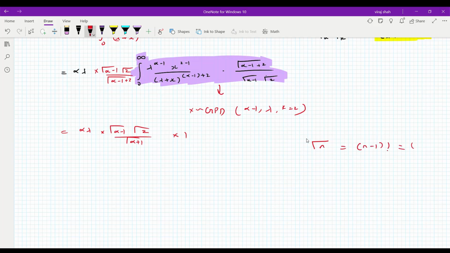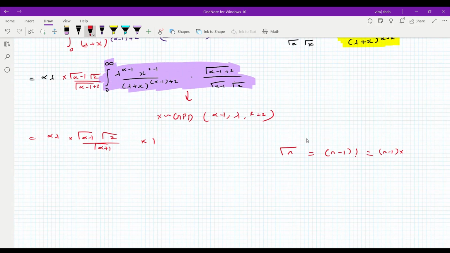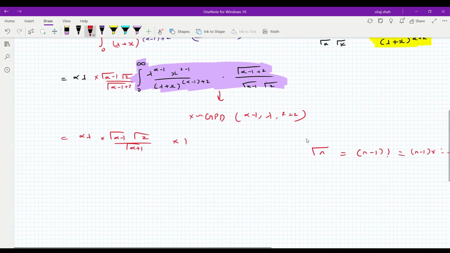Now, in order to simplify, gamma of n is nothing but n minus 1 factorial, which is nothing but n minus 1 into n minus 2 and so on. Okay, so simple. So let's just manipulate it. I can write this as alpha lambda. Gamma of 2 is nothing but 1 factorial, right? I'm writing this in a bracket here.